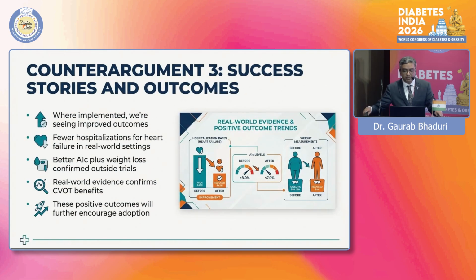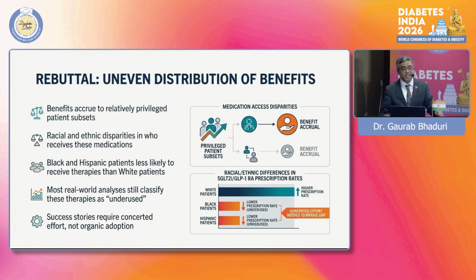Now, then there are the success stories and the outcomes. See, wherever we have implemented these therapies, it has shown quite good outcomes: better A1C results plus weight loss, and the real world evidence confirms whatever we have seen in the CVOT benefits. But the actual truth is that benefits occur to a relatively privileged patient subset, and even racial and ethnic disparities in who receives these medications have been noted.